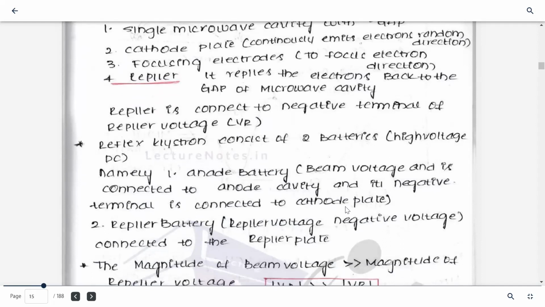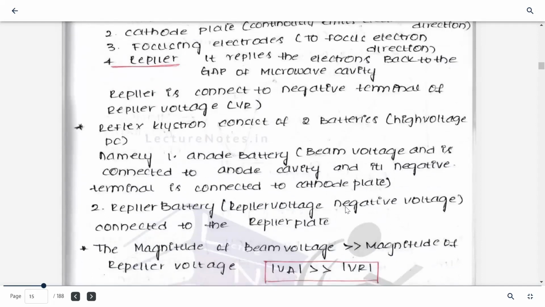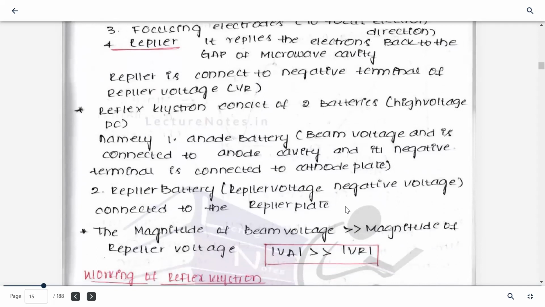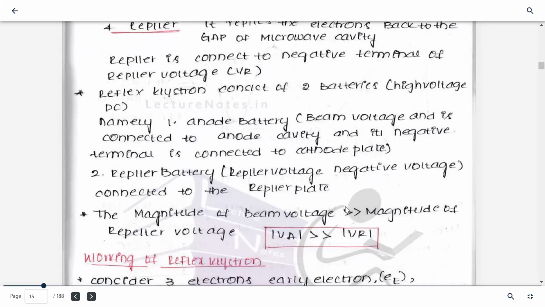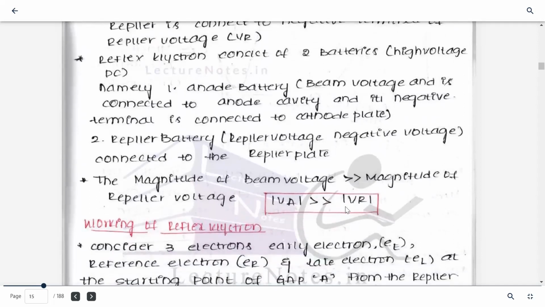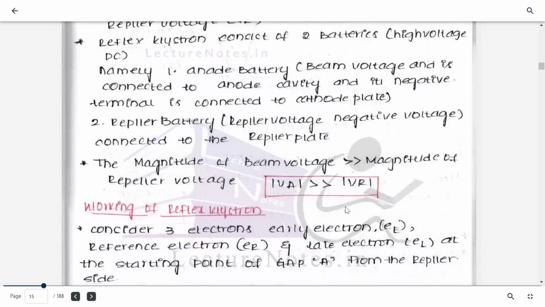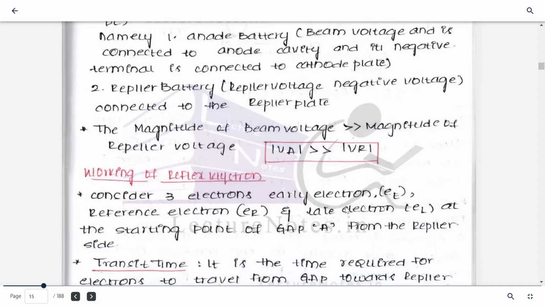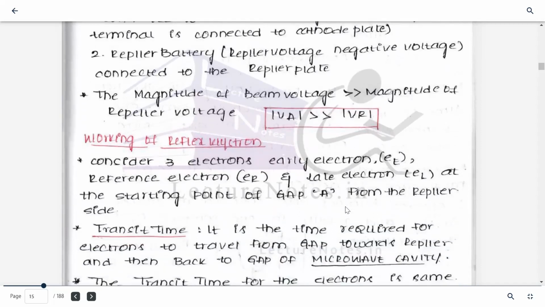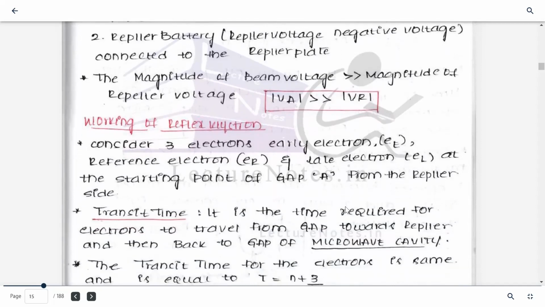Reflex klystron consists of two high voltage DC batteries, namely the anode battery, that is the beam voltage, which is connected to the anode cavity, and its negative terminal is connected to the cathode plate. The repeller voltage battery is a negative voltage, and it is connected to the repeller plate. The magnitude of the beam voltage is greater than the magnitude of the repeller voltage. VA is greater than VR.